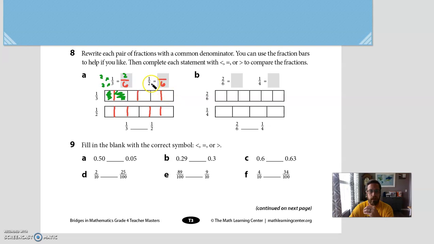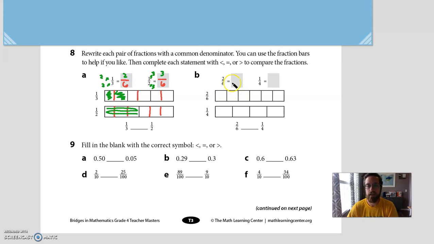And then what did I multiply my 2 by to get 6? Well, I multiplied it by 3. And so then I multiply my numerator times 3. 3 times 1 is 3. So in the beginning, if I would have shaded in 1/2, that would be this whole area. But now I found a common denominator and I shaded in 1, 2, 3 of my 6 possible parts. So 3/6.